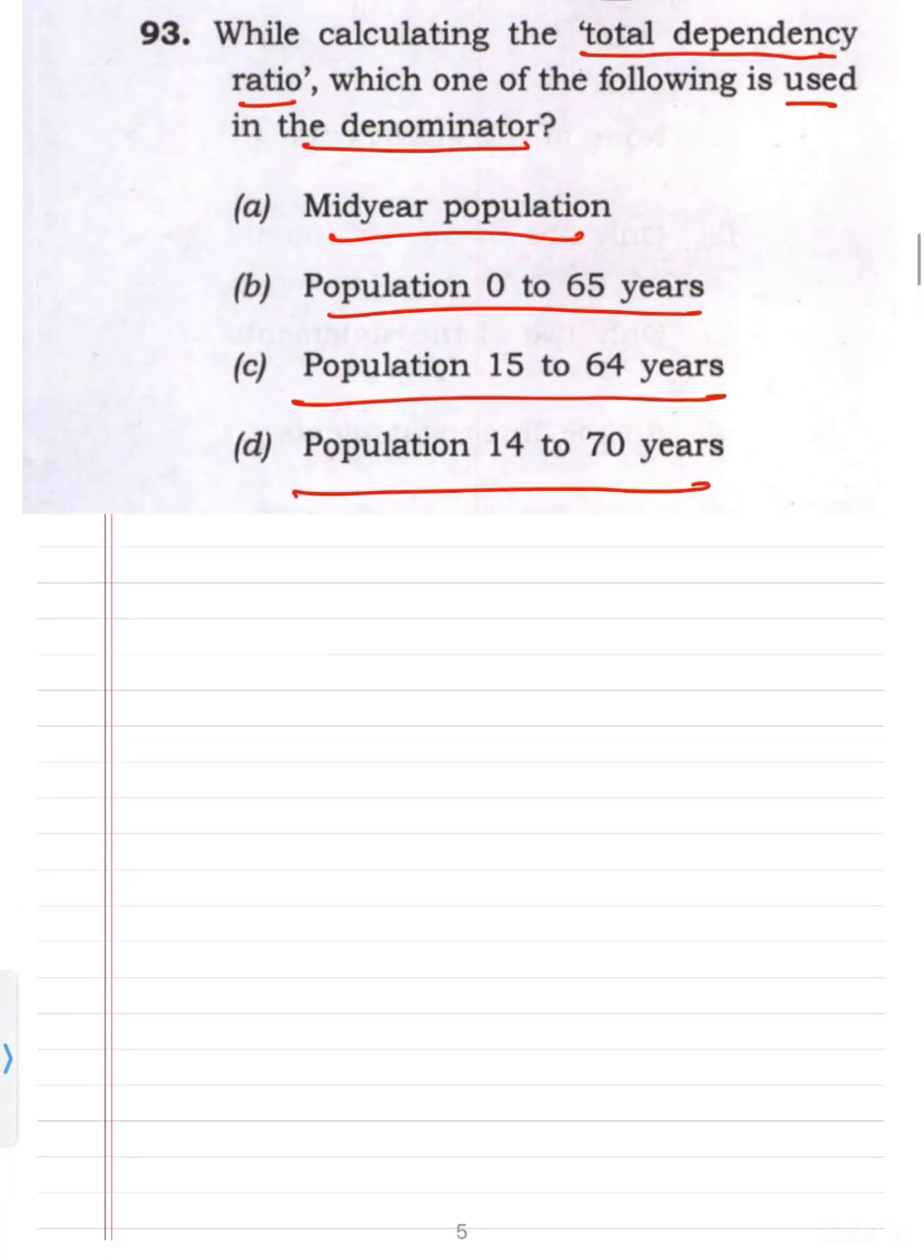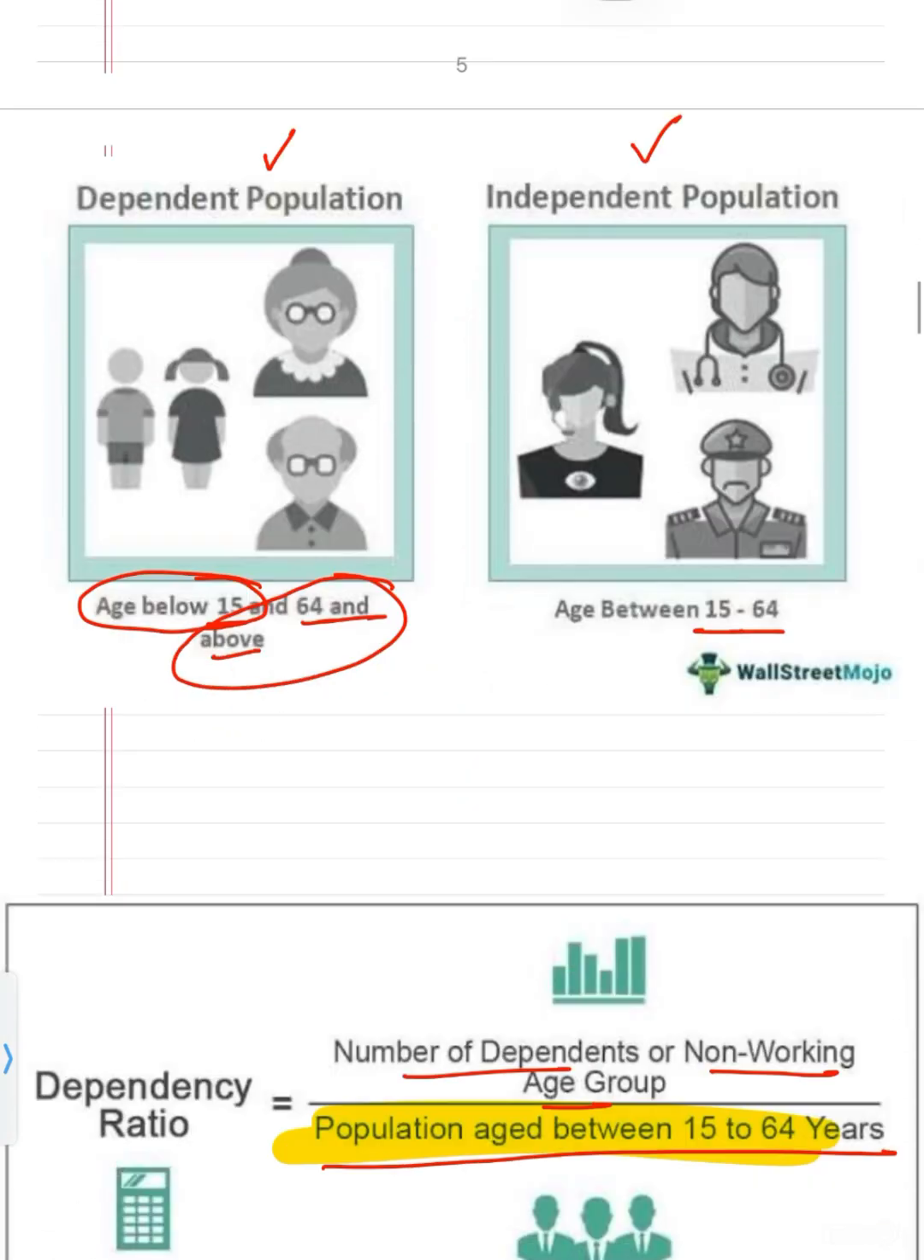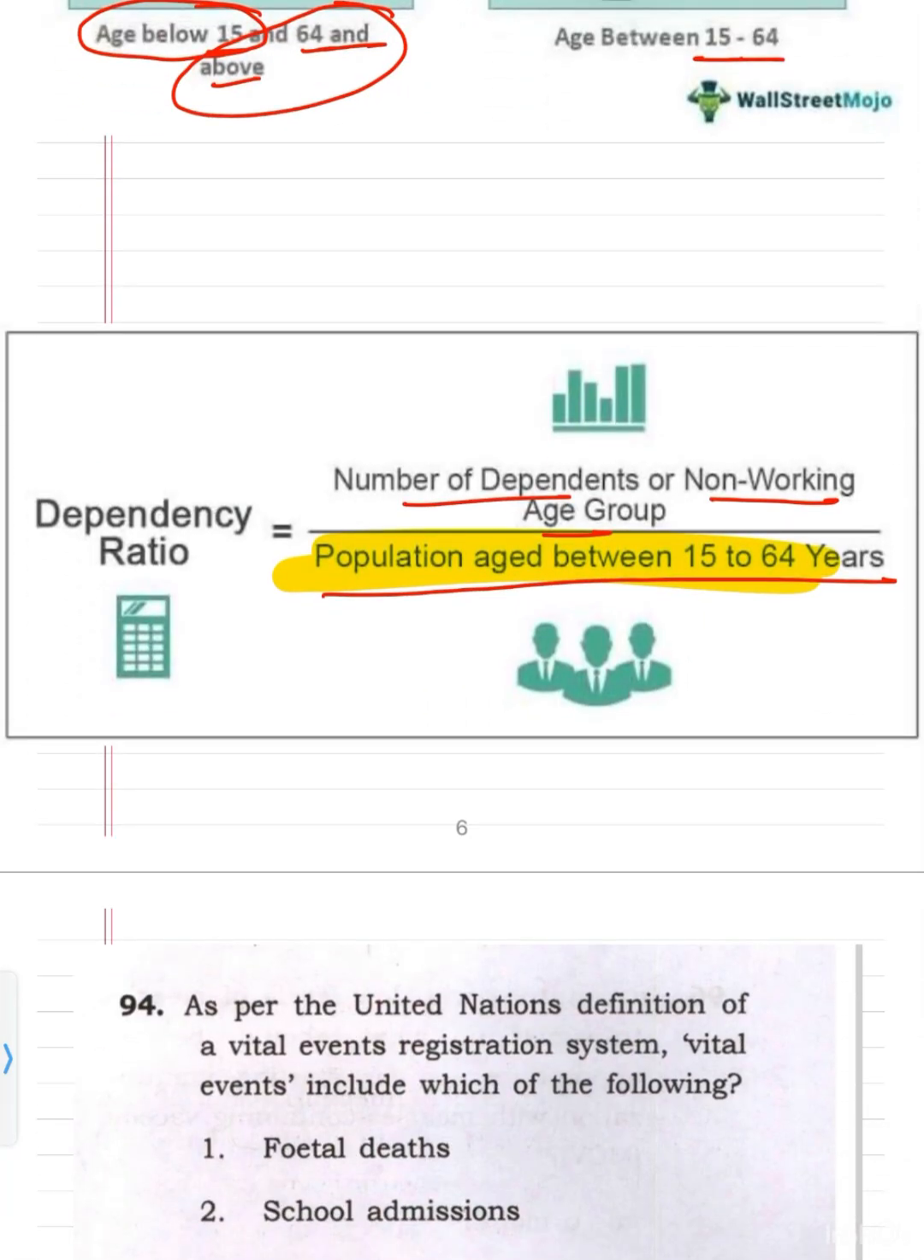So the answer will be population 15 to 64 years, because these are the people who are earning. These are the people who are independent. These are the people on whom the dependent people, the children and the senior citizens, are depending. Okay, so this is the dependency ratio for any population. So the denominator will be those who are independent, those who are working.